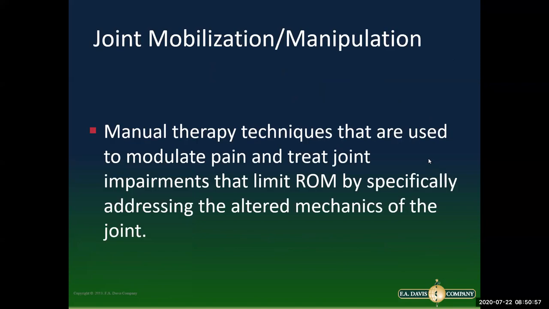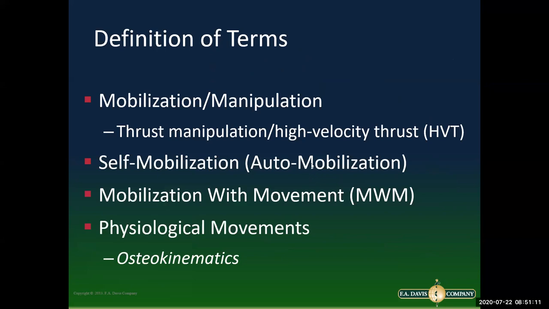So it's a manual therapy technique to modulate pain and treat joint impairments that limit range of motion by specifically altering the mechanics of the joint, right? So that's the important part, kind of the idea behind joint mobilizations and manipulations. So there's all kinds of terms out there, right? We have thrust manipulations or high velocity thrust, HVT MOBs. If I say HVT MOBs, what's the first word that should come into your mind as a PTA?